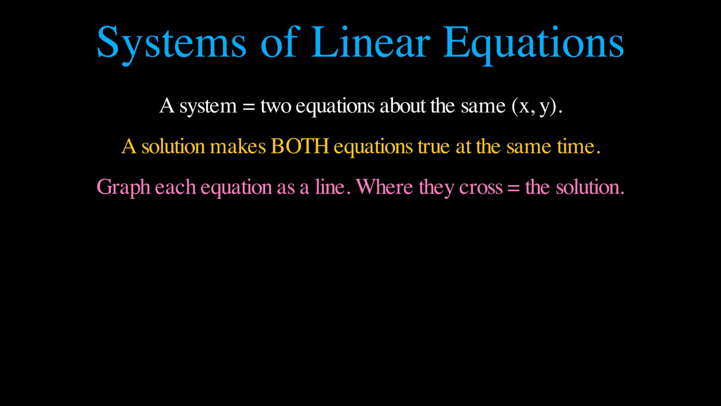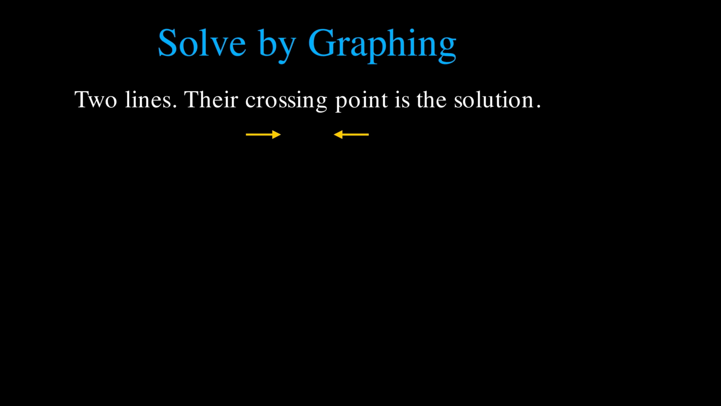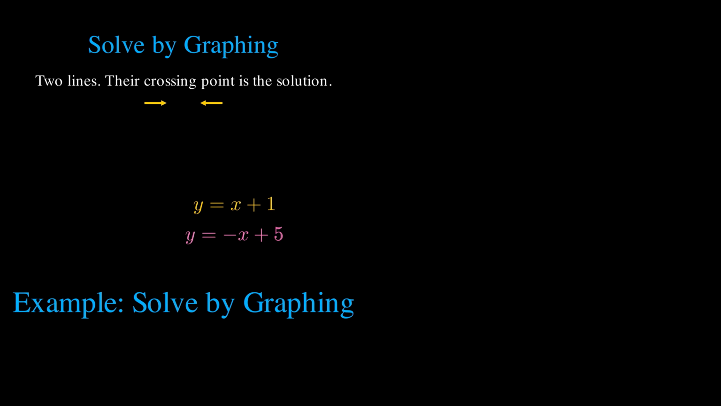When we solve a system by graphing, we graph both equations as lines. Wherever the two lines cross, that point is the solution. Think of it like this: two lines on one graph. The place where they intersect or cross is the answer.